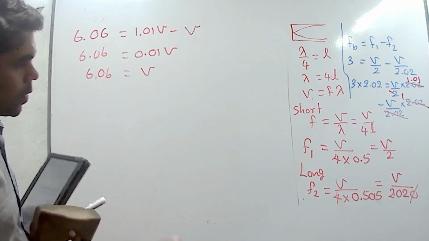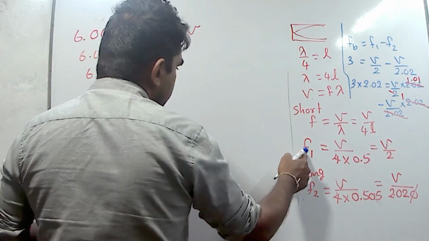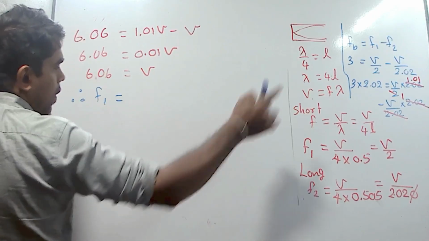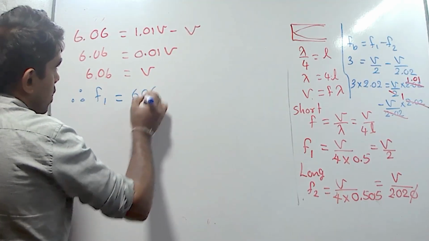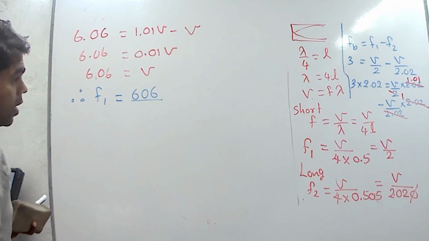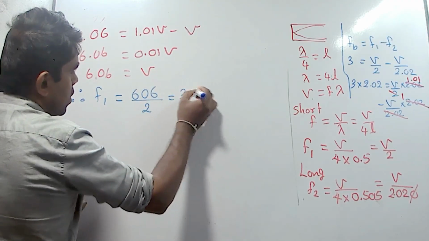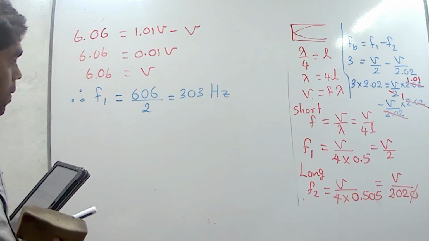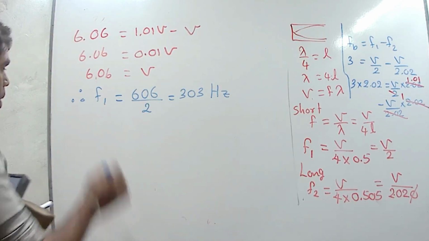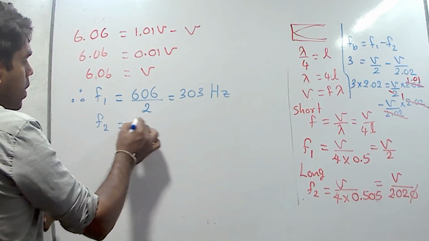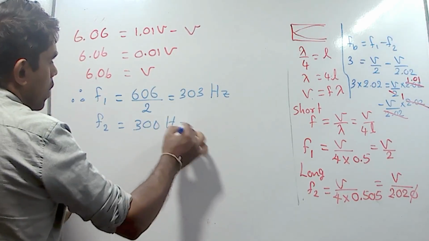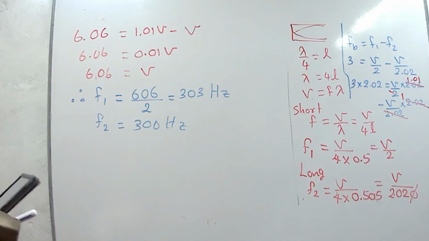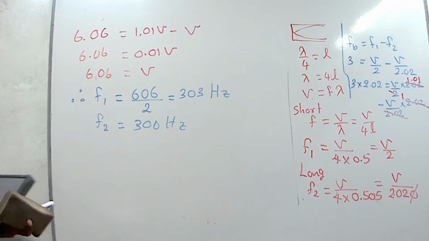Then I will find the F1 frequency. Therefore, F1 equals V divided by 2. V is 606 divided by 2. It means 303 Hertz. Then F1 is 303. F2 should be 300 because the difference of frequencies is 3 Hertz. Then the answer is 1.